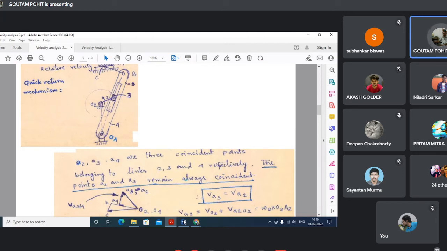The absolute velocity direction will be perpendicular to this link, and the magnitude, if we know omega, is omega into the length of link 2. So this is completely known. VA3 and VA2 are known, and this is the pole O2 and O4, whatever you say. So we can draw this directly. Now, what will be the velocity direction of VA4?